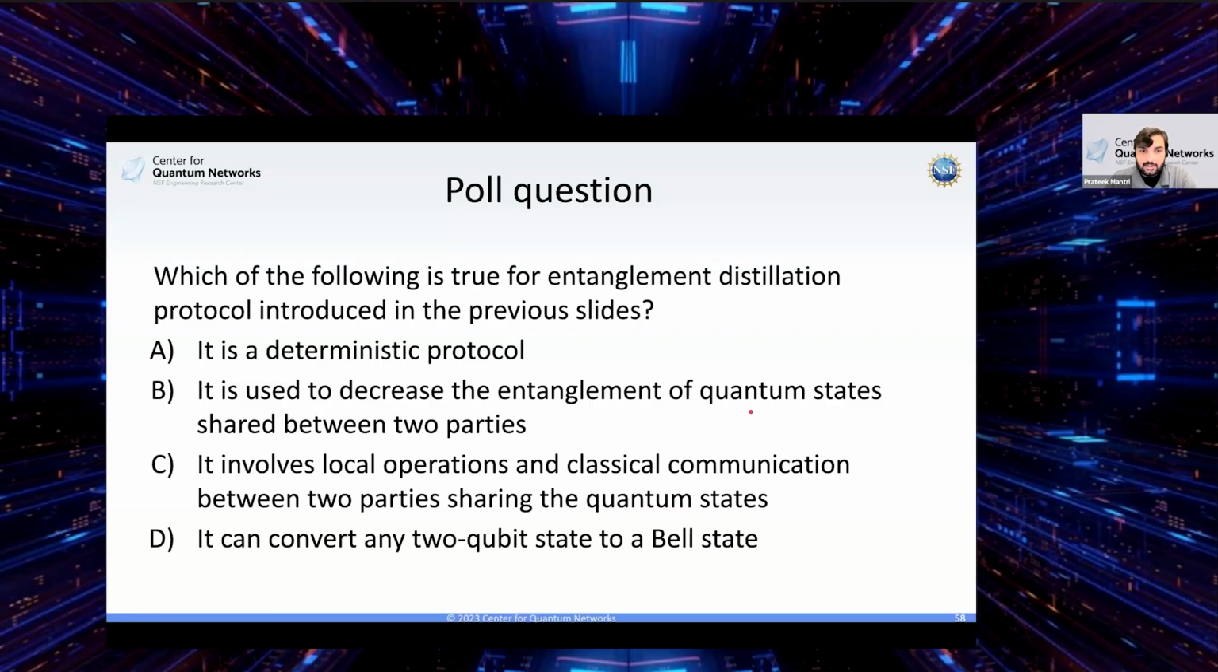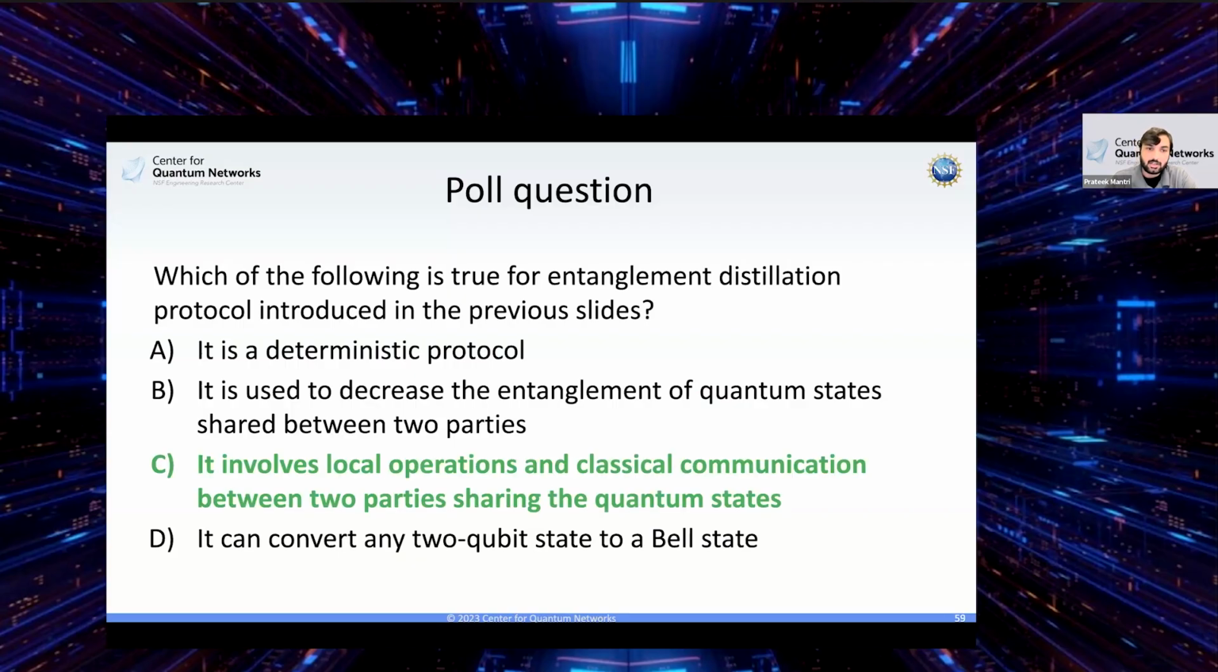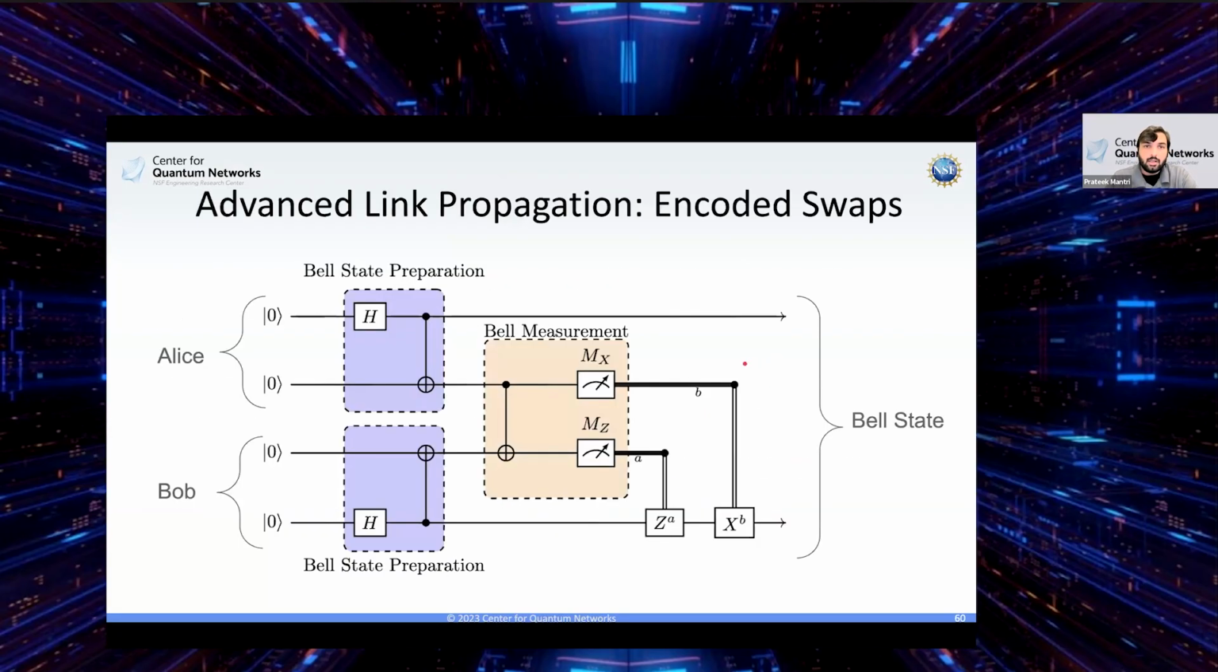88% of you said C, which is the correct answer. It does involve local operations and classical communication between two parties which are sharing the Bell state, sharing the quantum states. All right. Now let's look at some advanced link propagation schemes.